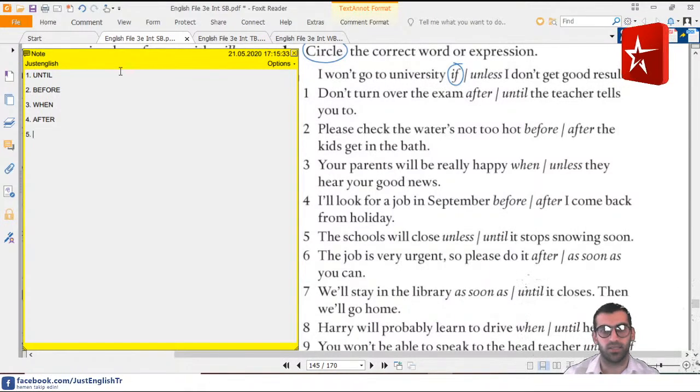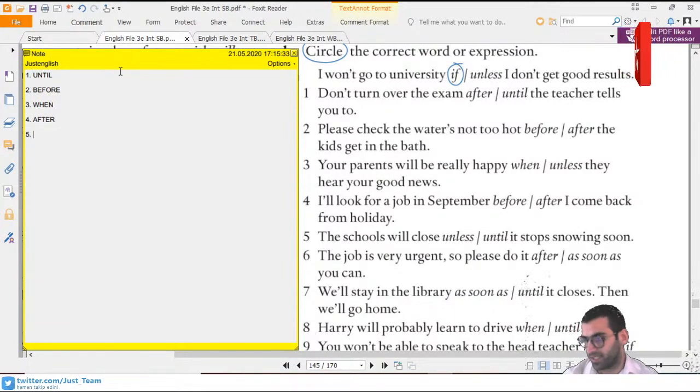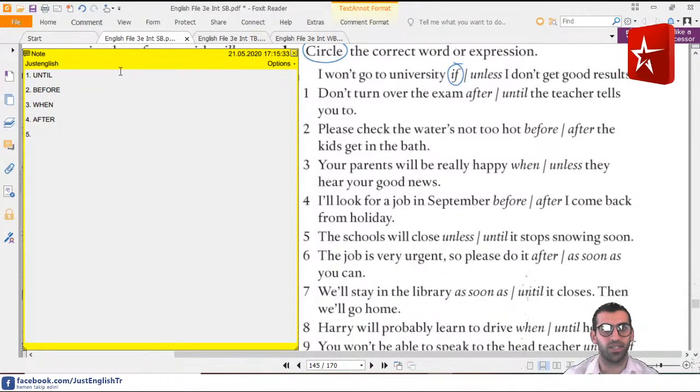Until or unless. Number five. Number five, they say until. Azime says until. Lisa says until. Pelin says unless. Minerva says until. Arif says unless. So you get confused by number five.